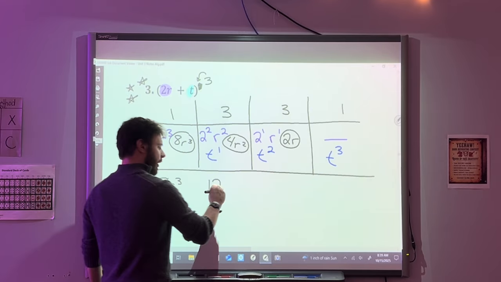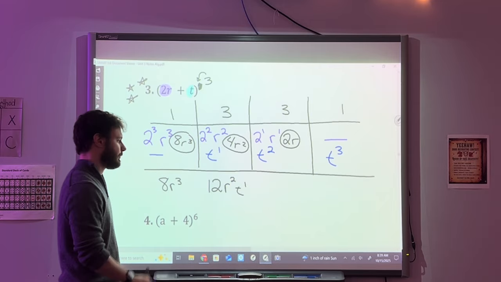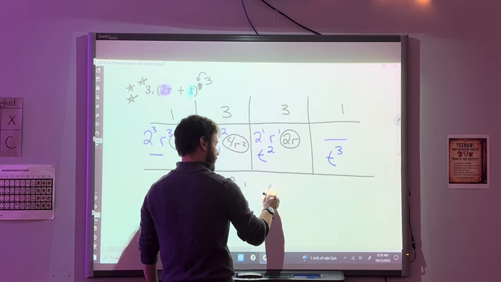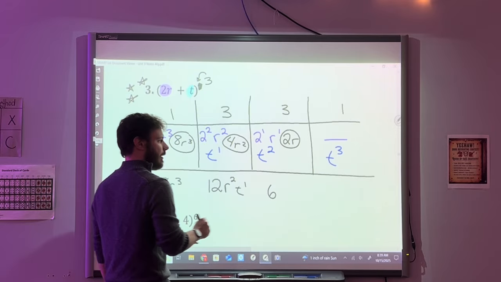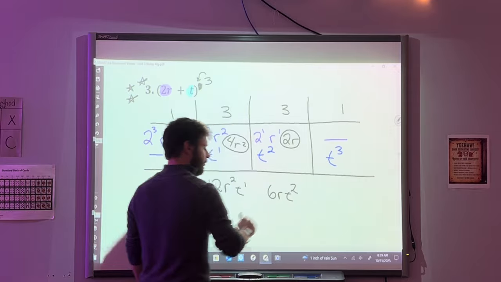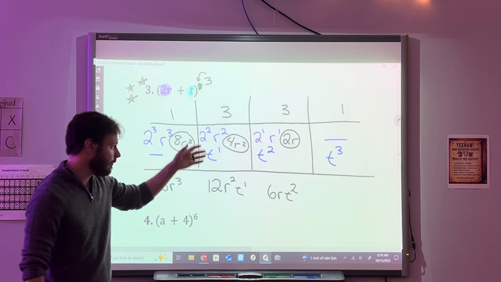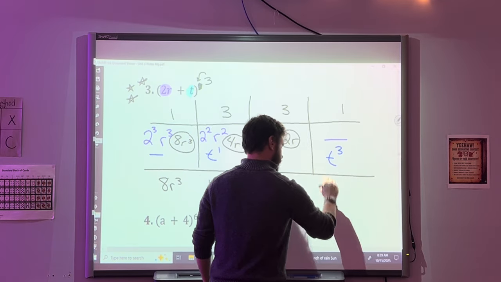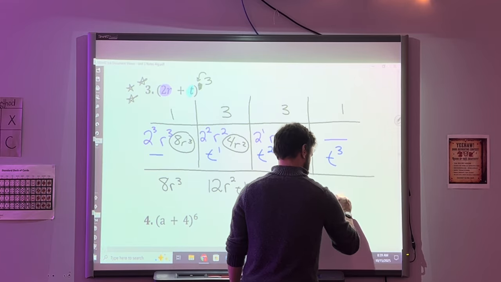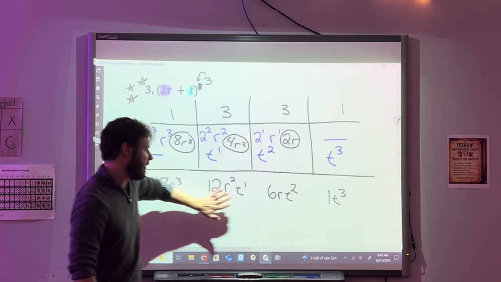I see I have 2 r's, and I have 1 t. 3 times 2 is 6, and then I have 1 r, and I have 2 t's. And in the final column, I just have a 1, so I'll write 1 maybe. And I only have 3 t's, t to the 3. Okay. So this is building my final answer.